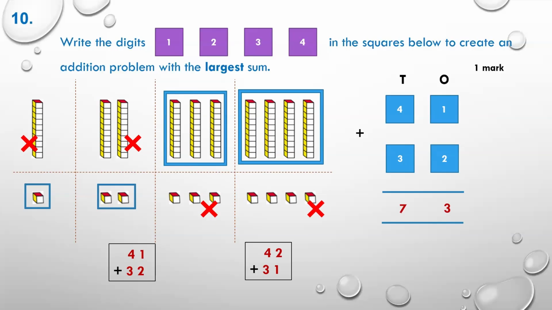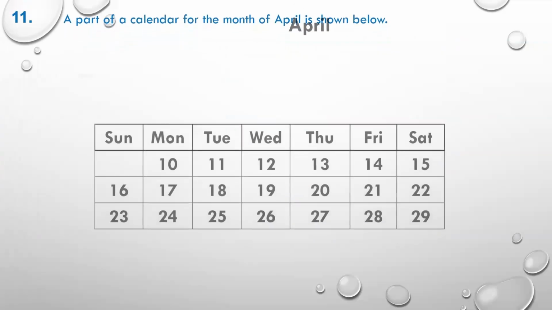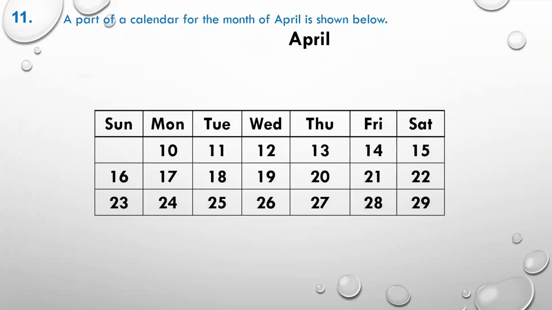But let's go on now to number 11, because we have finished the strand of number and we're now moving into measurement. So a part of a calendar for the month of April is shown below. So look, we have April, and this is what was given in the paper. We're starting with the 10th, that's been Monday, and going on until the 29th, right? 30th is missing, the numbers before 10 are missing. On what day of the week is the 2nd of April? Which day? Is it Sunday, Monday, Tuesday? Which one of those 7 days?